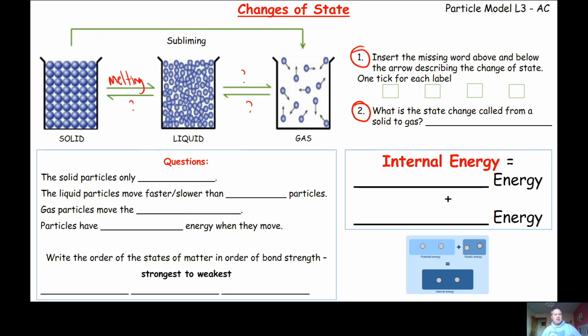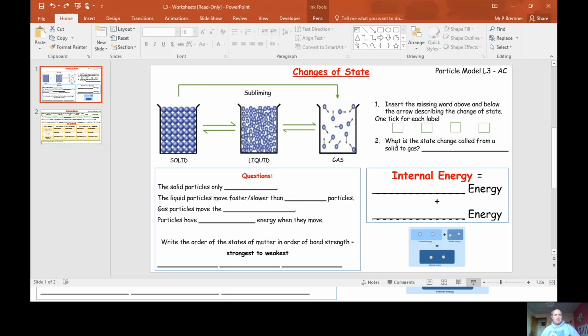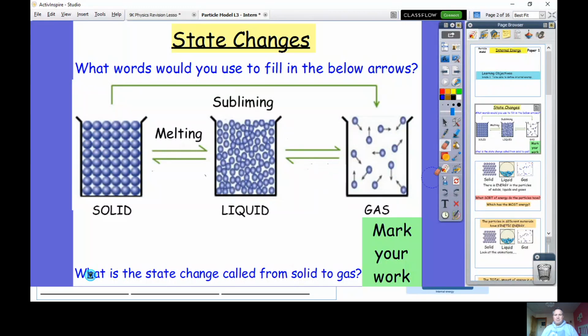Okay, let's have a look at these changes between the different states, solid, liquid, and gas. When a material changes from a liquid to a gas, we call it evaporating. Let's look at the cooling down changes. When a gas changes back into a liquid, we call it condensing. When a liquid changes to a solid, we call it freezing. Did you spot the name for the special change from a solid to a gas? That special change is called subliming.